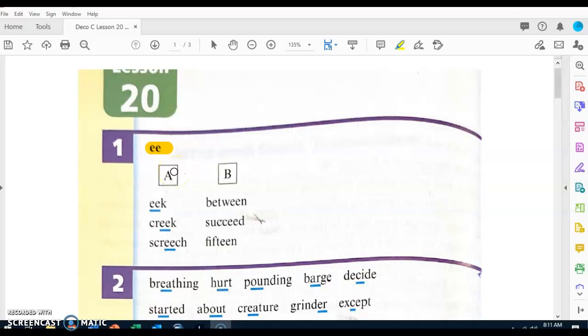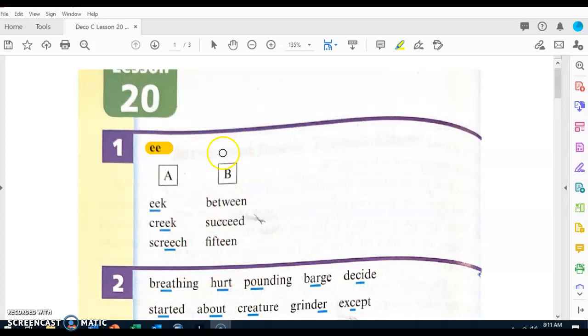Everybody should be looking at column A. First word. What sound? E. What word? Eek. Next word. What sound? E. What word? Creak. Next word. What sound? E. What word? Screech.